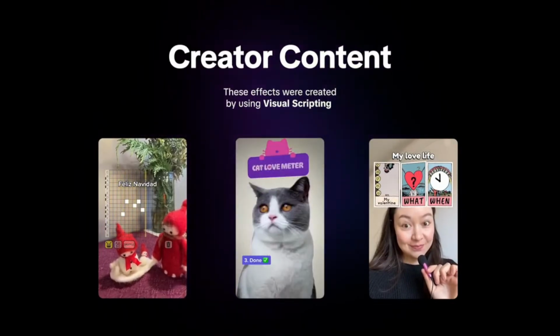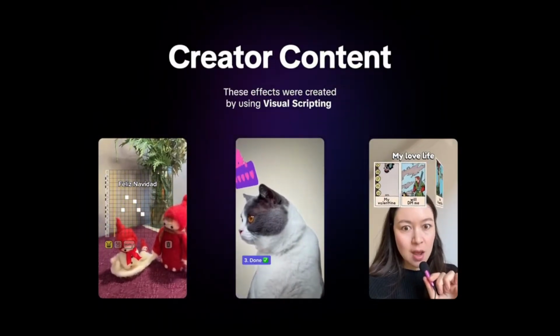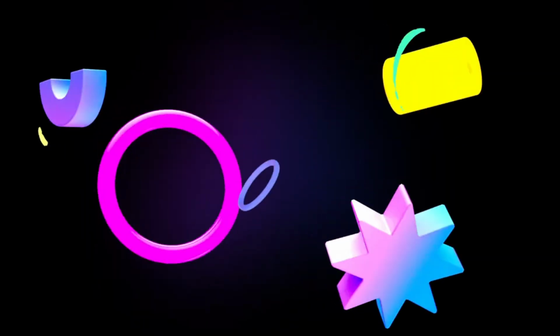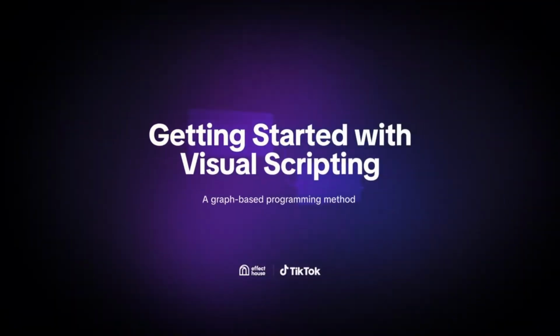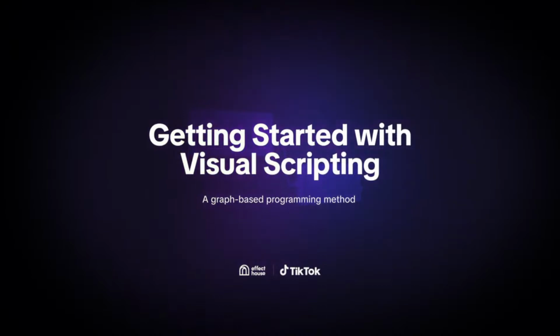Today, we're going to introduce you to visual scripting and how you can use it to bring your effects to life. Visual scripting is a graph-based programming method that lets you create interactive effects without worrying about writing text-based code. So, instead of writing code from scratch, you can just arrange and connect these little blocks called nodes to create flows of logic.